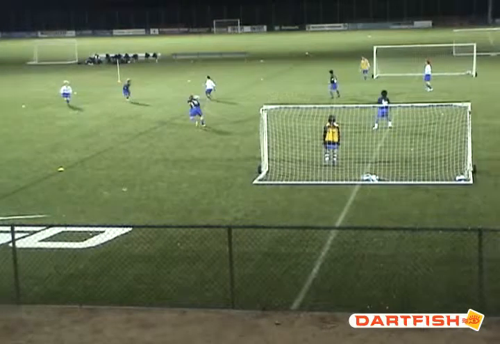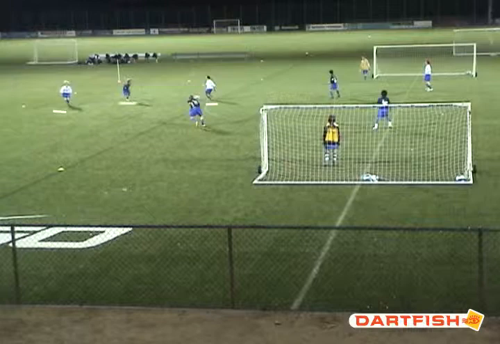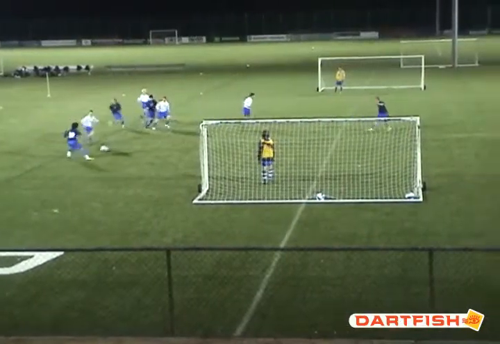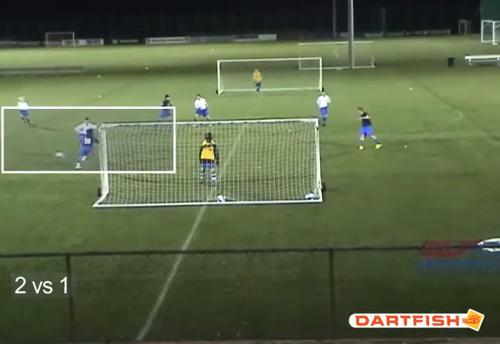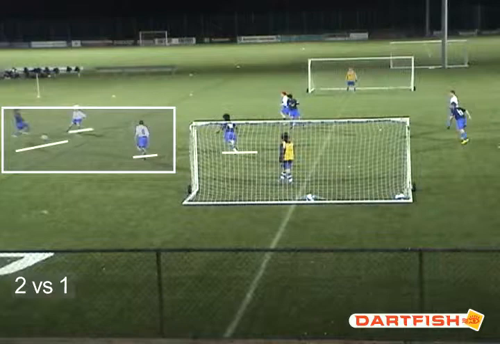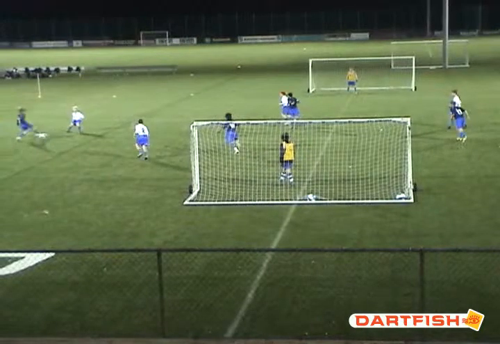And here again we have two attackers effectively combining to play against that one defender to get the ball behind that one defender. Here again, because of the poor pressure applied by that defender, these two blue attackers are able to play behind that one defender in this situation. Good wall pass.